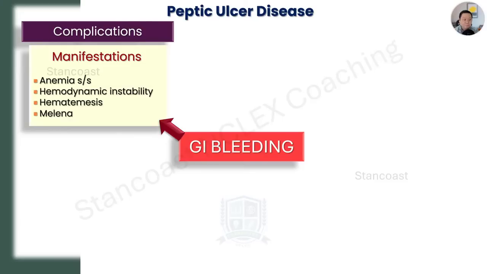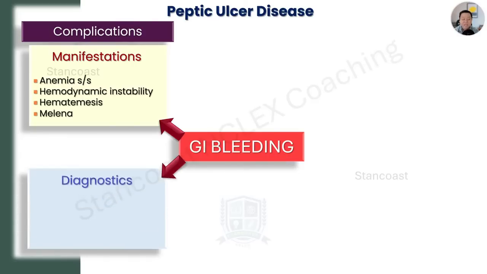Now, what are the diagnostic tests that will support gastrointestinal bleeding as a complication of peptic ulcer disease? Well, we have the stool guaiac test. This is to detect occult or hidden blood in the stool. And we also have to prepare the patient for the upper GI endoscopy, which will identify the bleeding source, and also to perform cauterization or injection therapy to stop the bleeding.